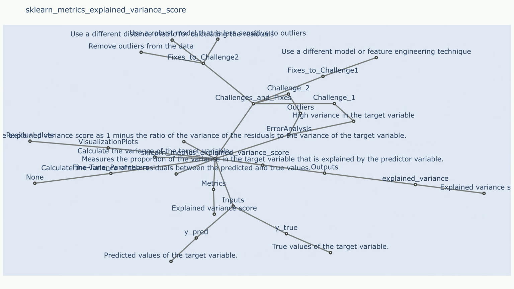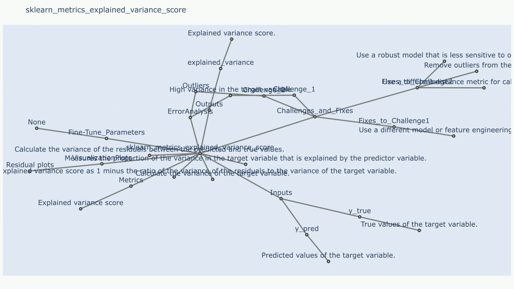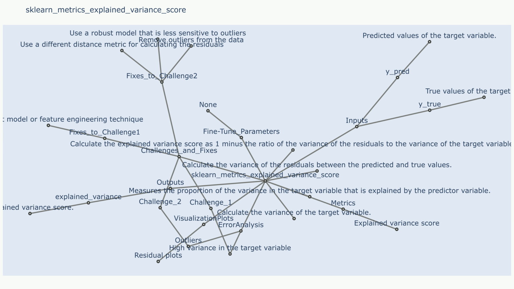Challenge 1: if the model is underfitting the data, the explained variance score will be low, indicating that the model is not capturing enough of the variability in the target variable. Sample use case that resulted in Challenge 1: a linear regression model attempting to fit a nonlinear relationship between the features and target. Fixes to Challenge 1: consider using a more complex model, such as a polynomial regression or a decision tree, that can better capture the nonlinear patterns in the data.